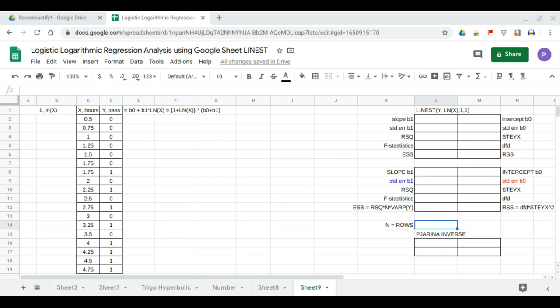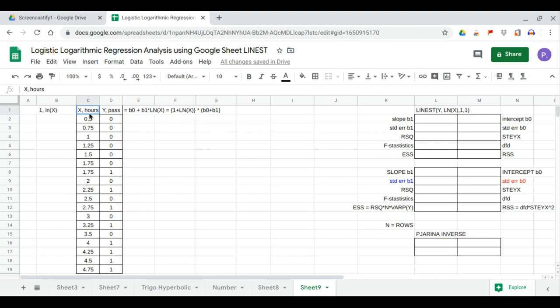Hello, in this video, we will use the Google Sheets LINEST function to perform logarithmic regression analysis. We will use logarithmic, so the equation of y will be in the form of b0 plus b1 ln x, where we factor out 1 plus ln x from the equation and leave behind b0 plus b1.